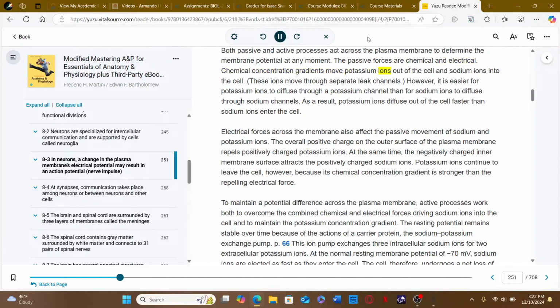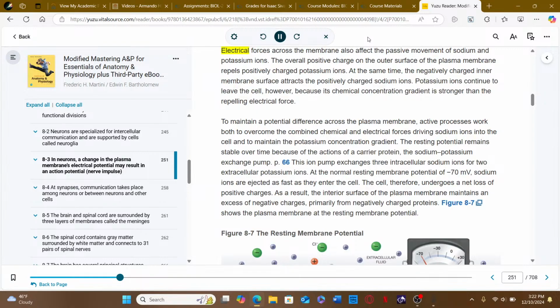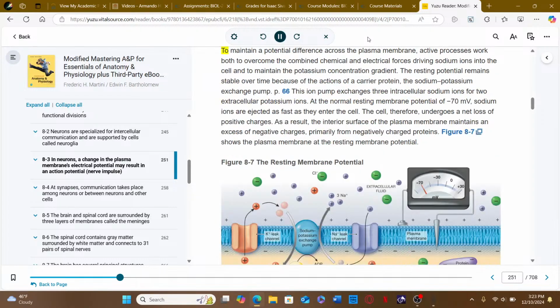Chemical concentration gradients move potassium ions out of the cell and sodium ions into the cell. These ions move through separate leak channels. However, it is easier for potassium ions to diffuse through a potassium channel than for sodium ions to diffuse through sodium channels. As a result, potassium ions diffuse out of the cell faster than sodium ions enter the cell. Electrical forces across the membrane also affect the passive movement of sodium and potassium ions. The overall positive charge on the outer surface of the plasma membrane repels positively charged potassium ions. At the same time, the negatively charged inner membrane surface attracts the positively charged sodium ions. Potassium ions continue to leave the cell, however, because its chemical concentration gradient is stronger than the repelling electrical force.